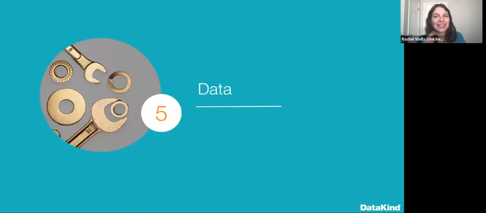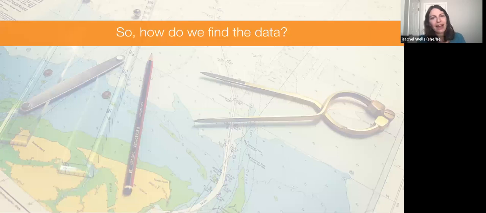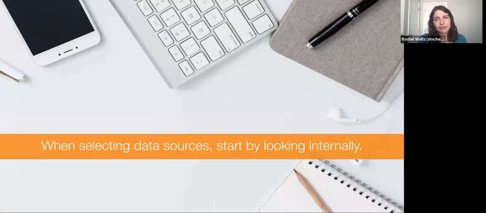So now that we've incorporated technical feasibility, human-centered design, and product sustainability into our problem statement, we've covered a lot in 30 minutes. It's time to talk about data. Since we never finished our problem statement, we still have one blank left to fill in. So how do we find the data? Now, you might be surprised to see us getting to the data last, but as we've mentioned, we believe it's important to start with the problem, not the data, to ensure the work you're doing will actually make an impact.